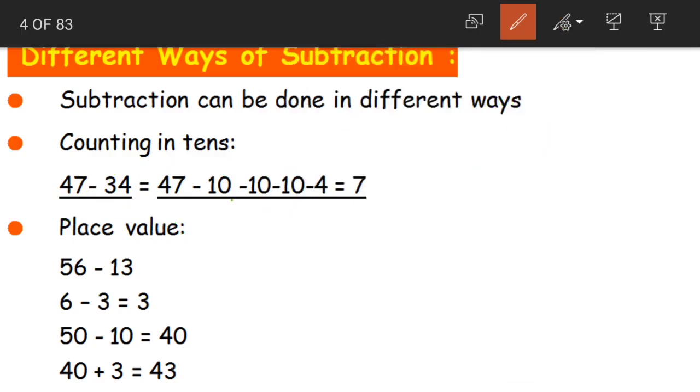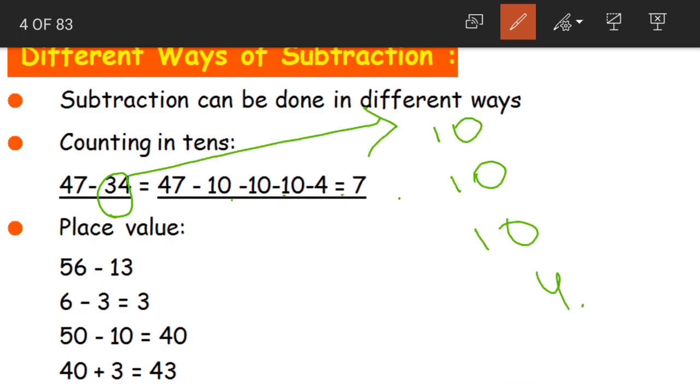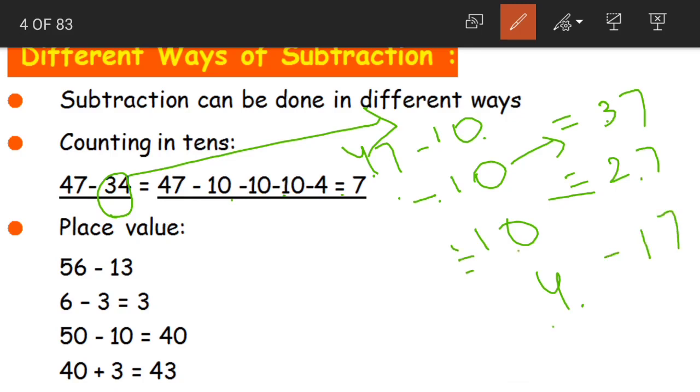Clear, children? What are we doing here? We are subtracting in the form of tens. This number 34 can be split as 3 tens, 10, 10, 10, and the digit 4. From 47, let us subtract 10. Yes, children, we know that 47 minus 10 is 37. And again subtract 10. 37 minus 10, 27. Again remove another 10. 27 minus 10 becomes 17. And lastly, when we remove 4 from it, what will be the answer? It will be 13. Yes, children, it will be 13.